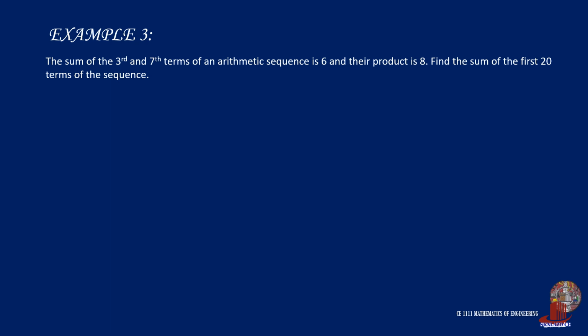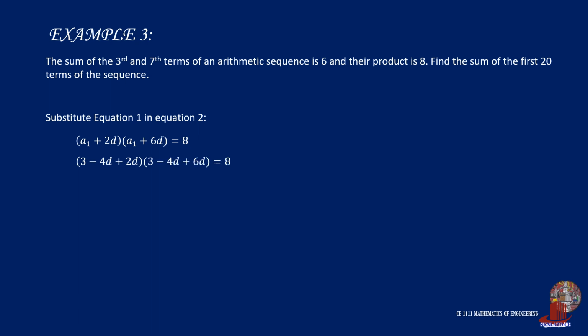So we continue by substituting equation 1 in equation 2 to get 3 minus 4d plus 2d multiplied by 3 minus 4d plus 6d is equal to 8. By simplifying the terms, we have 3 minus 2d times 3 plus 2d is equal to 8. Note that these two binomials are the expanded form of the difference of two squares. So we can place them together as 3 squared minus 2d squared is equal to 8.